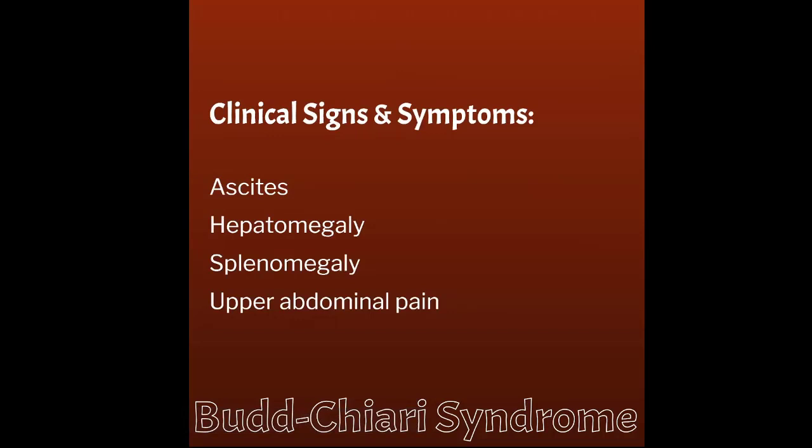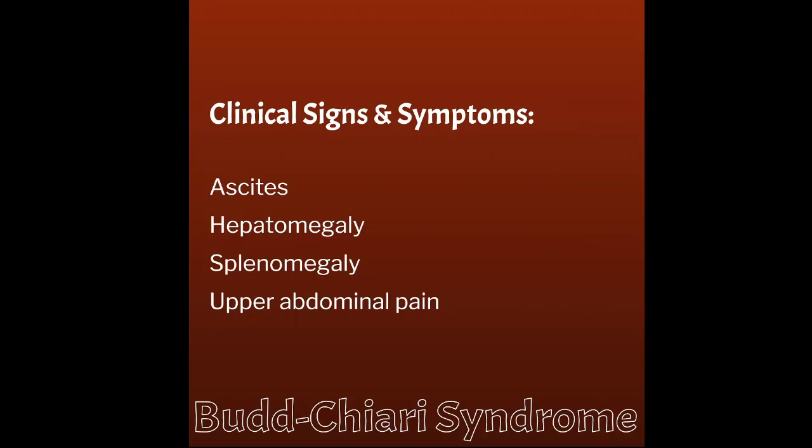Clinically, these patients are going to have ascites, hepatomegaly, splenomegaly, and probably some upper abdominal pain. So the hepatic veins are responsible for bringing blood out of the liver. If that out is blocked, that's going to cause everything to back up again. So we see hepatomegaly and splenomegaly because of it.